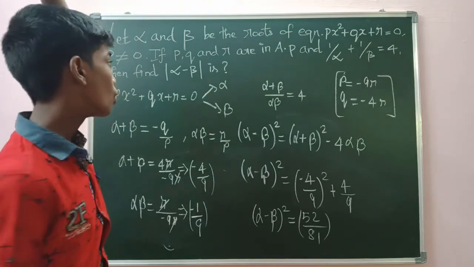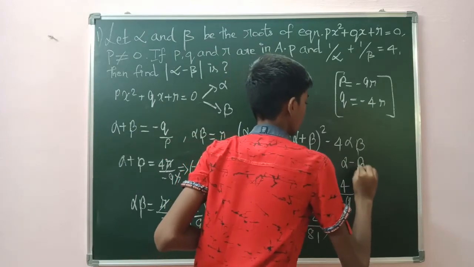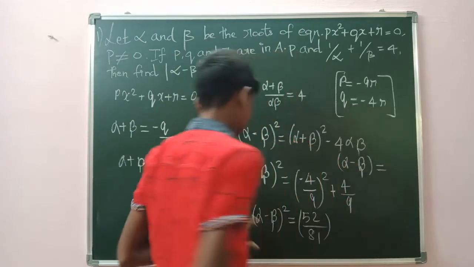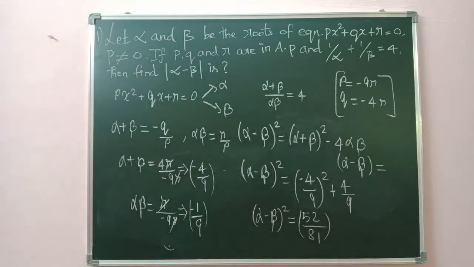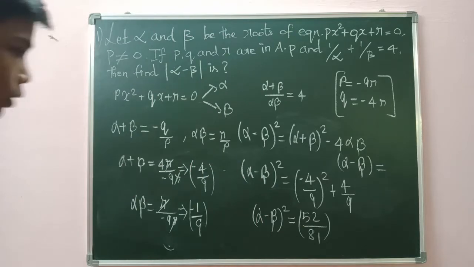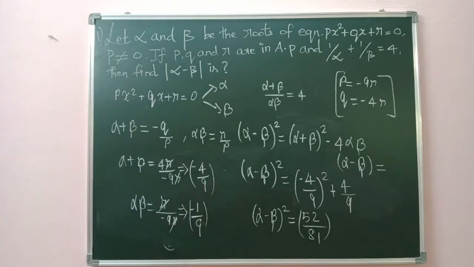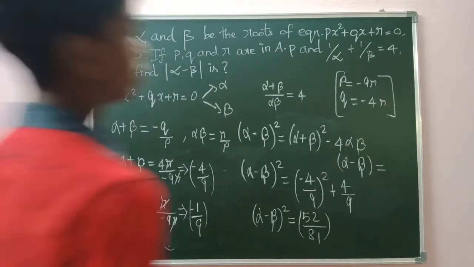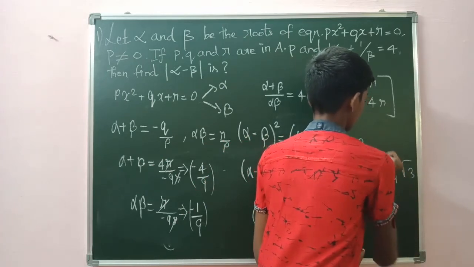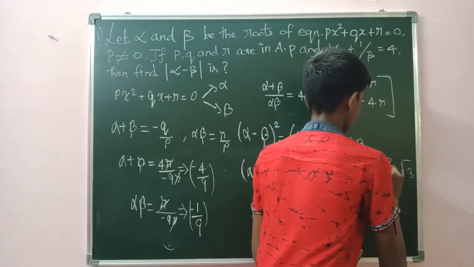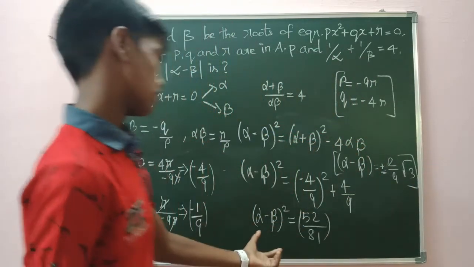No. They are asking modulus of alpha minus beta. Hence, take square root on both sides, and you will get alpha minus beta as square root of 52 by 81. What is the square root of 52 by 81? What do you think, guys? I think 2 by 9 into root 13. So plus or minus 2 by 9 into root 13 will be alpha minus beta, just by taking the square root on both sides.